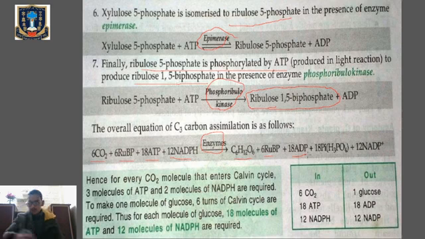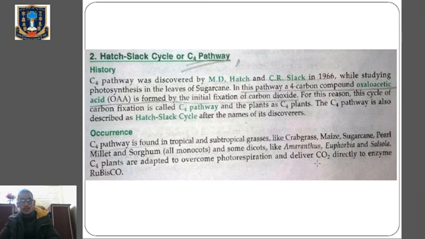Okay, so this is the overall reactions or the process of the C3 cycle or the Calvin cycle. Now let's talk about the next one, that is the C4 pathway or the C4 cycle, or we can say the Hatch-Slack cycle. It's on page number 13.21. The C4 pathway was discovered by M.D. Hatch and C. Slack in 1966.